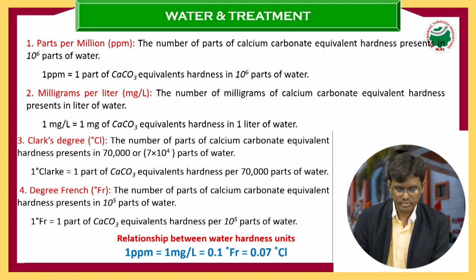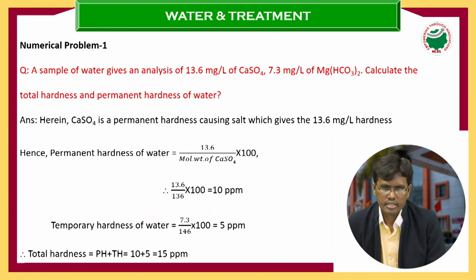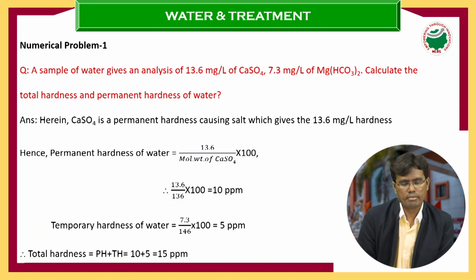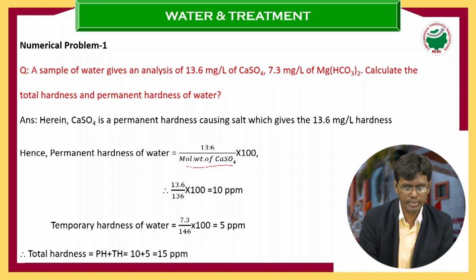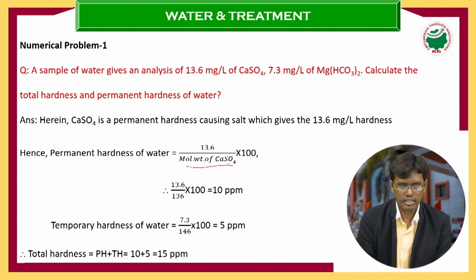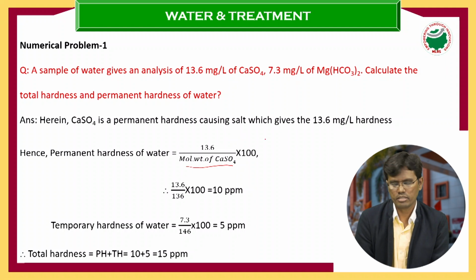Next, there is a numerical problem. It is a very simple formula: weight divided by molecular weight of calcium carbonate, into 100. When the given values are substituted in this formula, it can be easily calculated. Just remember this formula: weight divided by molecular weight of calcium carbonate, or calcium sulfate, into 100. It is a very simple numerical problem.